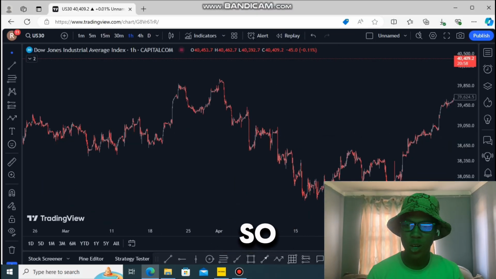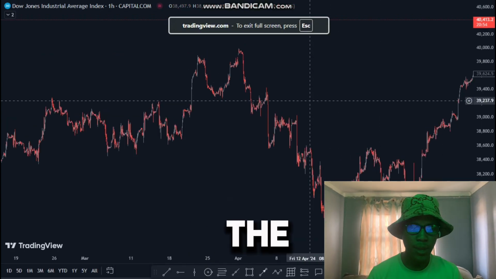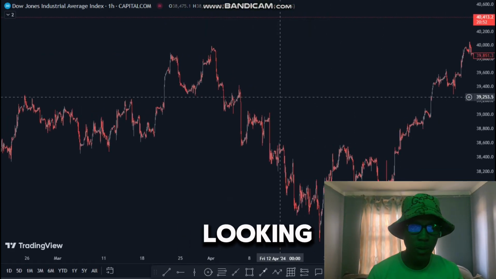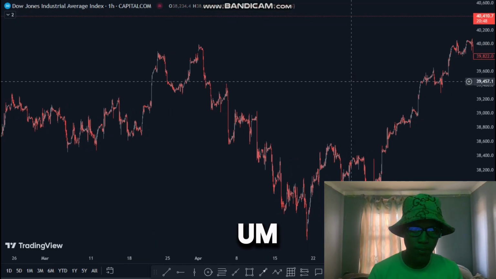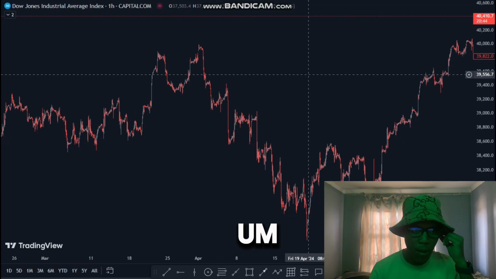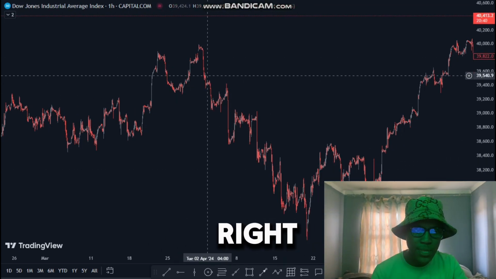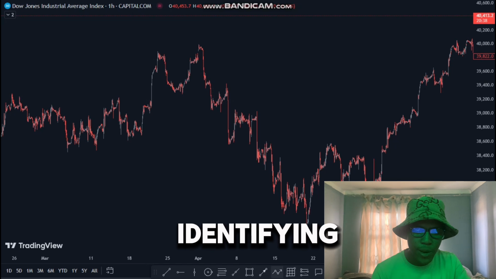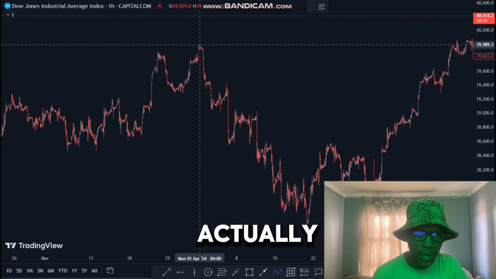Okay guys, so we're going to be looking at the bearish example. We're going to be looking at USDT on this particular section here, right? I just want to show you guys how the market actually changed character and how the market was moving. So we're going to start off by identifying the trend. As you guys can see, the market was actually trending down.